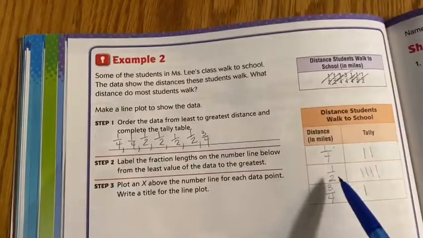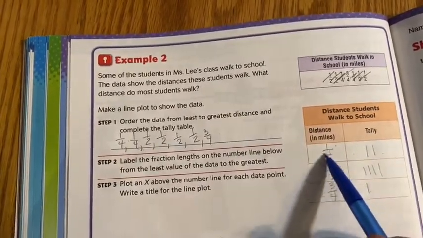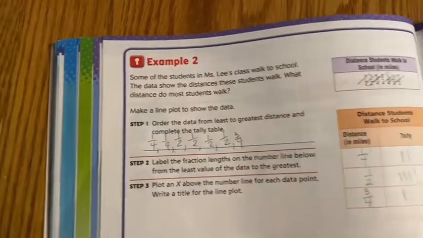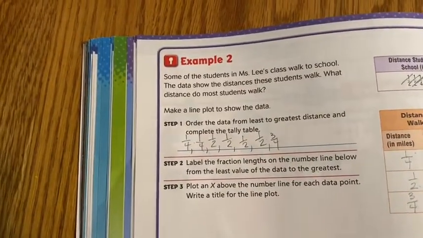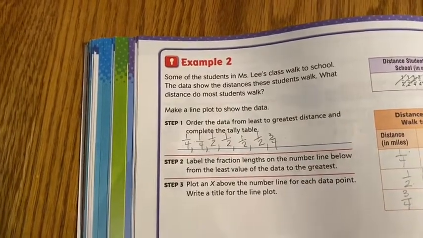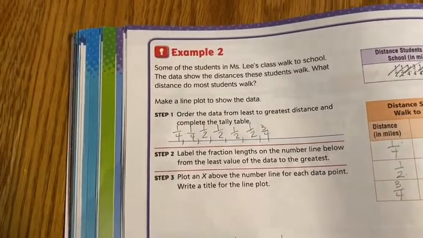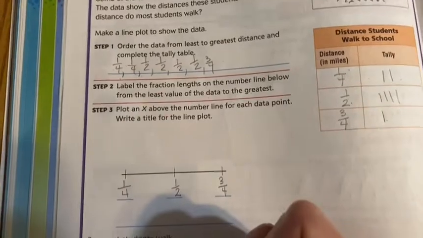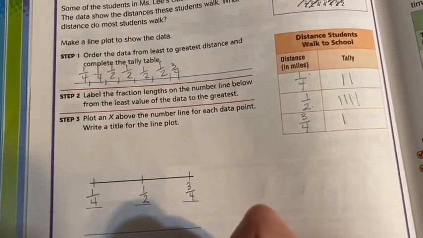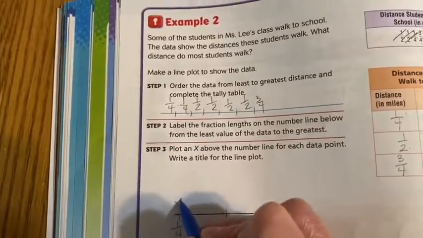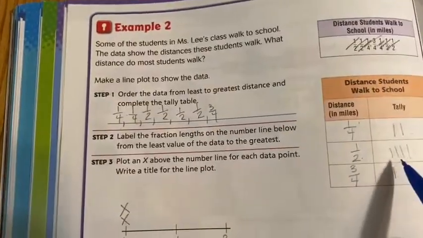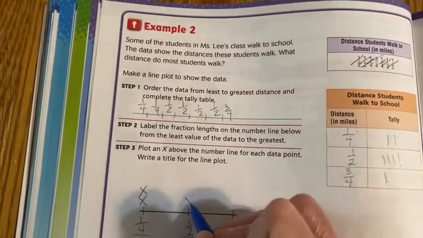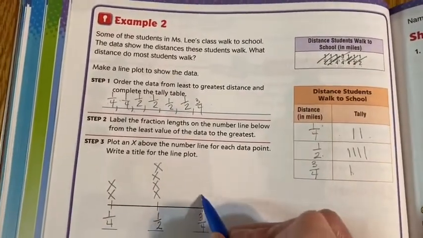You could change 1/2 to 2/4 if you want to keep them all in fourths, or you could leave it as 1/2 as well. So 1/4, 1/2, 3/4. Step 3, plot an X above the number line for each data point. Write a title for the line plot. So 1/4 has 2 tally marks, 2 X's. 1/2, 4 tally marks, 4 X's. 3/4, 1 tally mark, 1 X.